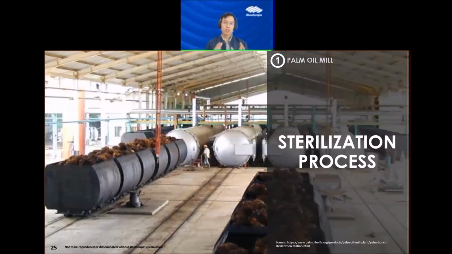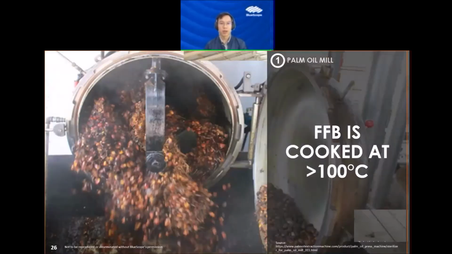From here, all these FFB will be loaded into this kind of large drum, and this is where they will load it into the chambers that you see in this picture. They load it in, and all the pipes on top that you see carry steam coming from the boilers. Once it's loaded in, they lock it tightly, seal it properly, and the steam will start cooking the FFB.